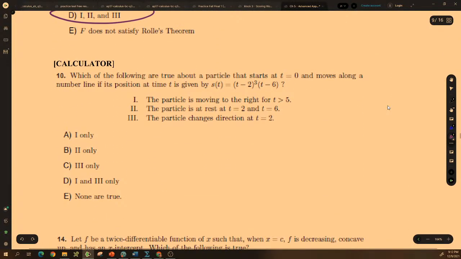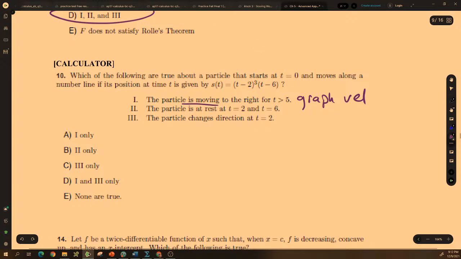Next up, we have a calculator question. It asks which of the following are true about a particle that starts at time 0 and moves along a number line given by the position equals (t minus 2) cubed times (t minus 6). So the first question says the particle is moving to the right for t greater than 5. How would we figure out when it is moving to the right? I want to graph its velocity. So let's go ahead and graph its velocity.